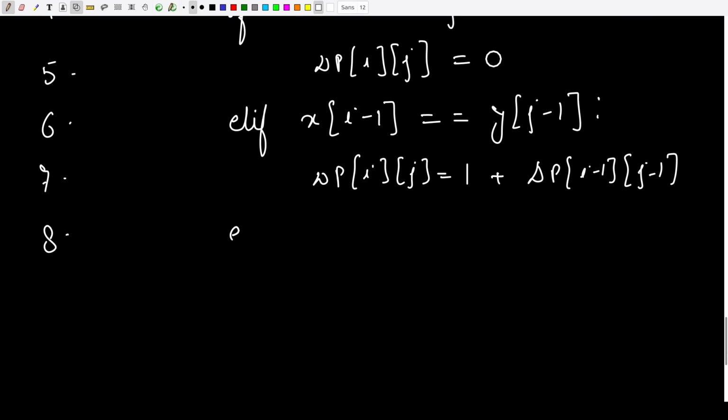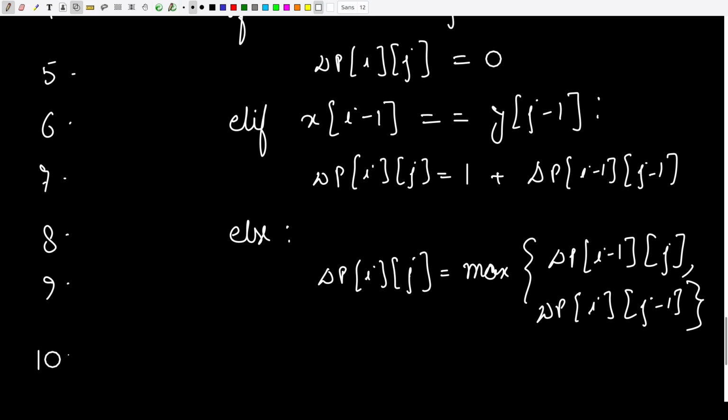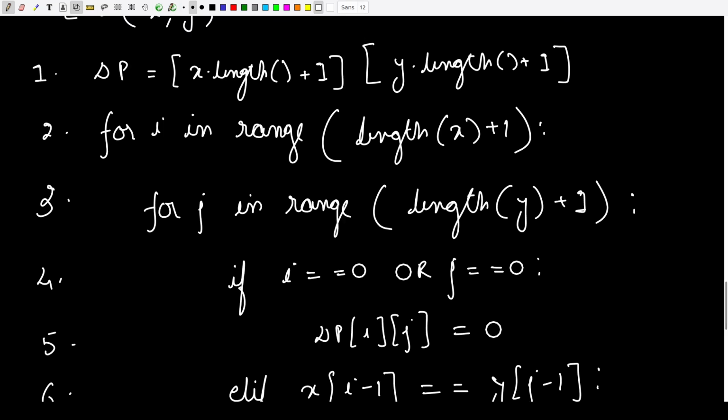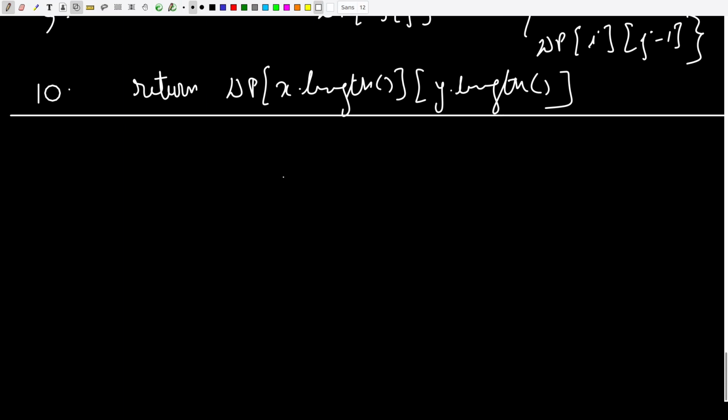And the last case, if they are not equal, then dp of i comma j will be equal to max of dp of i minus 1 comma j or dp of i comma j minus 1. So this is how we will be able to find the LCS, and then towards the end we are going to return the LCS, which will be equal to dp of x dot length comma y dot length. So once we have the LCS with us, let us discuss the code of computing the cost also. Let us say we want to compute the total cost.